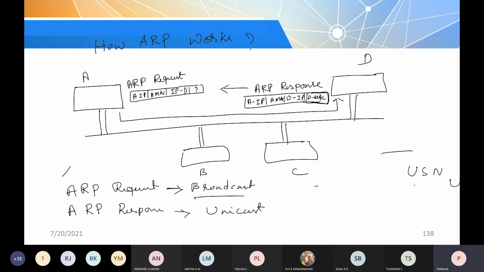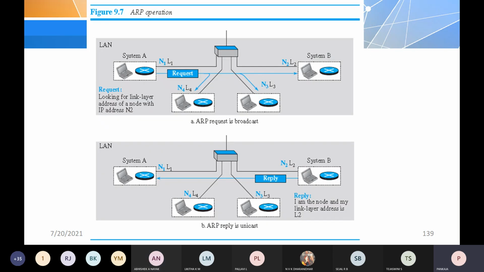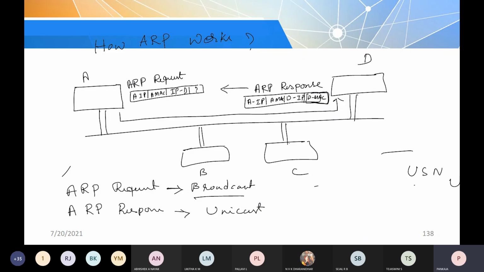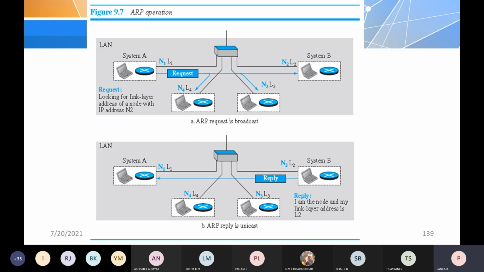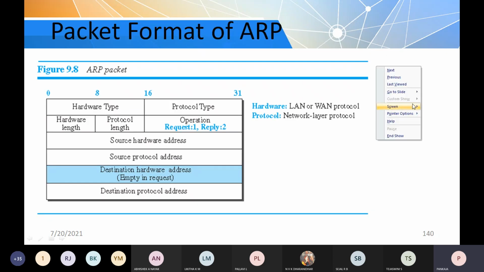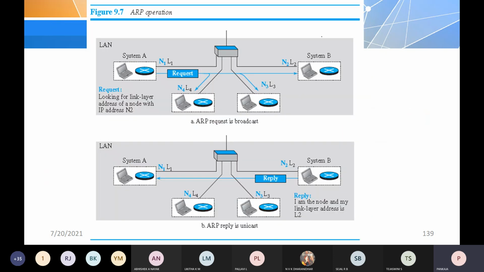I have taken my own example, and this is the example given in the textbook. You can look into this. Without understanding the theory concept, if you go to the diagram, you may not understand. So first understand what ARP is and how it works. Then if you go to this diagram, I think everybody can understand. In the previous diagram I told that N indicates the IP address according to the diagram and L indicates the MAC address of each node.